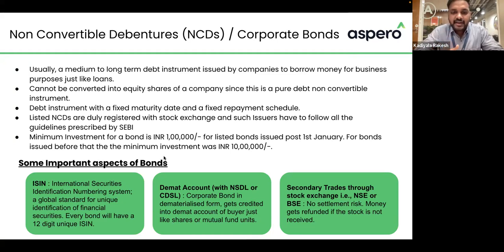And the second one is the demat account, be it NSDL or CDSL. A corporate bond in dematerialized form gets credited into the demat account of the buyer, just like shares or mutual fund units. And secondary trades through the stock exchange: all the trades will happen through either BSE or NSE. Since the settlement happens through the exchange, there is no settlement risk. So money gets refunded if the stock is not received.